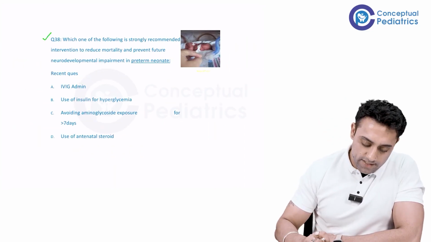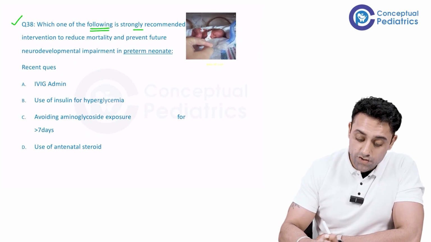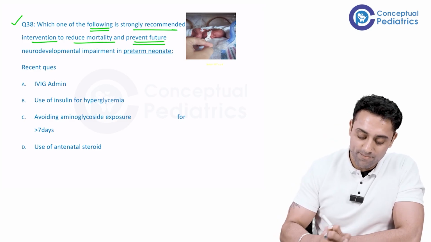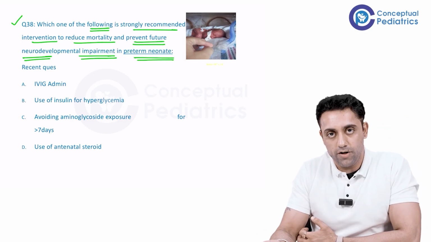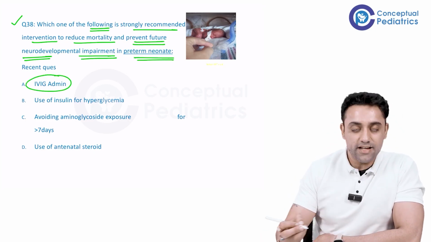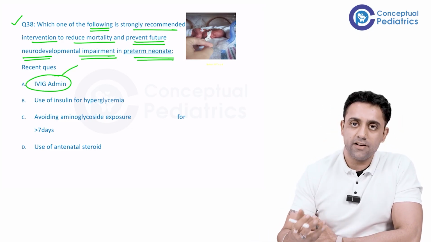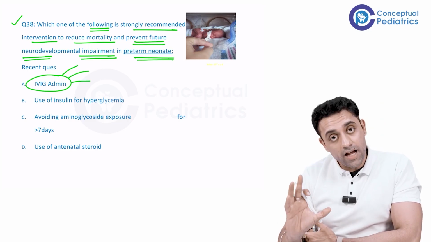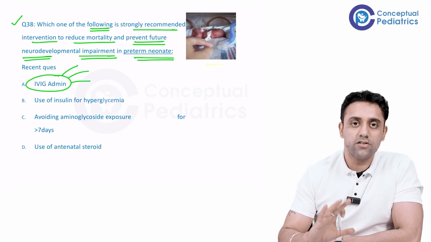A beautiful question. Let's see who can answer. Which one of the following is a strongly recommended intervention to reduce mortality and prevent future neurodevelopmental impairment in a preterm neonate? How can you help the preterm neonate? Is the answer IVIG administration? When are you giving IVIG? IVIG is given in Kawasaki disease, Guillain-Barré syndrome. It is given as a kind of last resort for neonatal sepsis or even in phototherapy. So this is not the right answer.